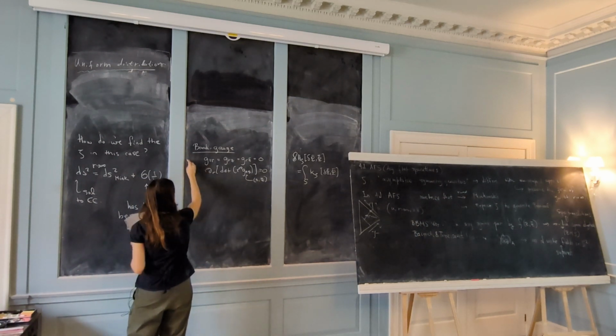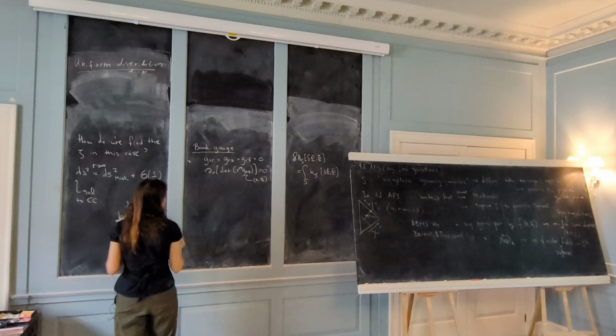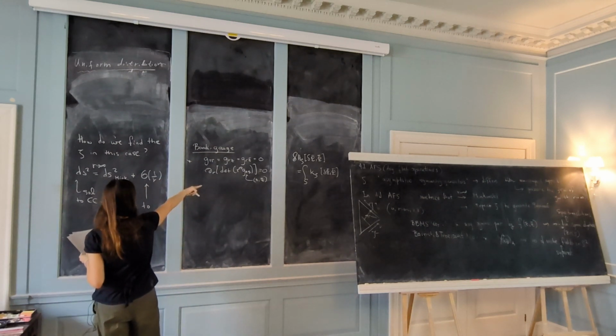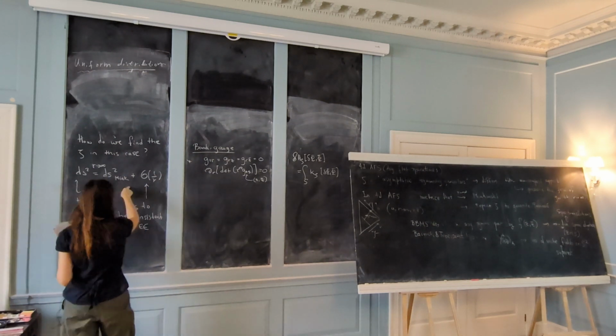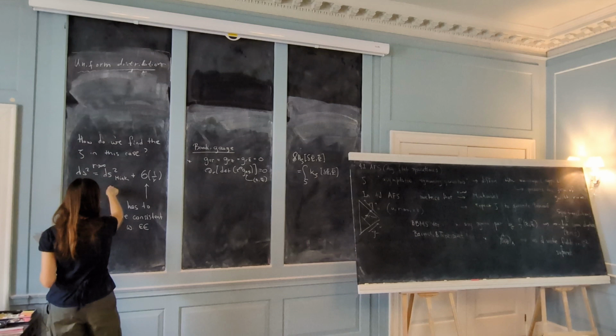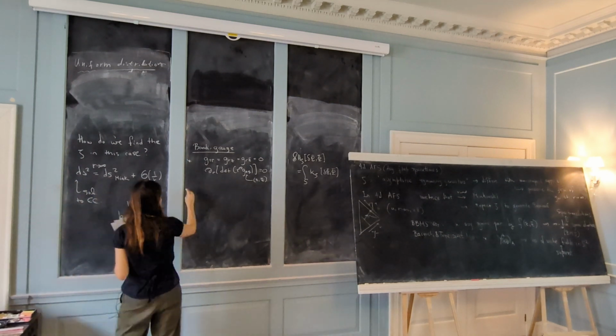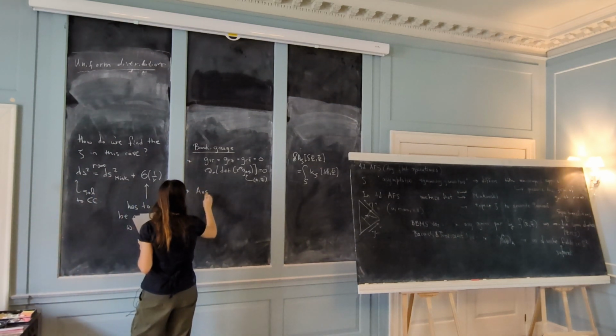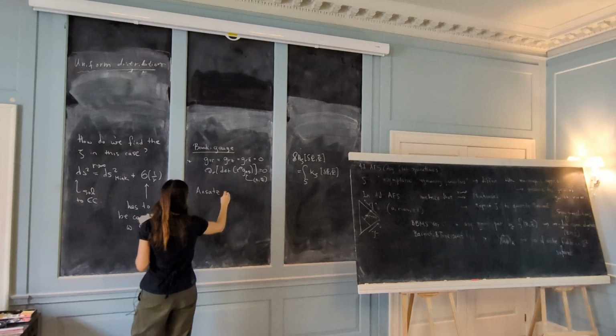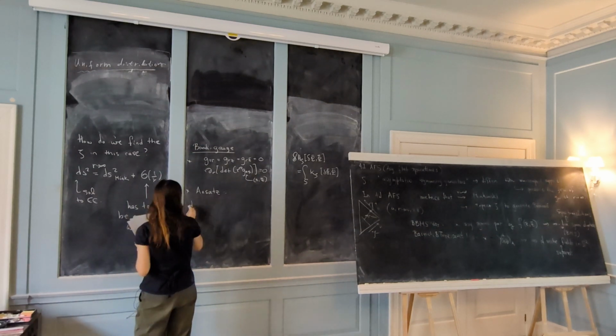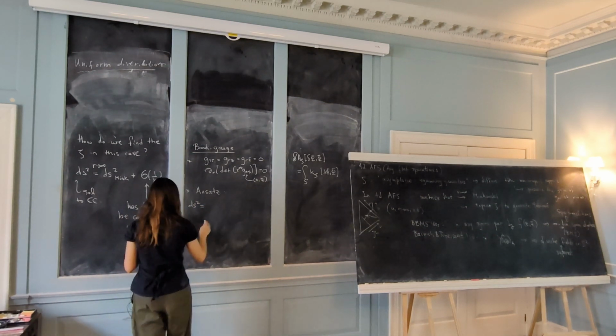So this is one condition, and subject to this gauge condition and these boundary conditions that the metric reduces to Minkowski space, you can write down an ansatz for the metric. The most general form of the metric is going to be like this.